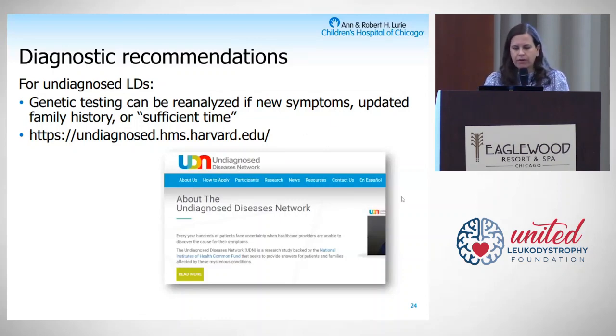And then just a plug about the Undiagnosed Diseases Network: patients can refer themselves or doctors can refer. There's information on there about how to apply. And they're particularly interested in genetic conditions.